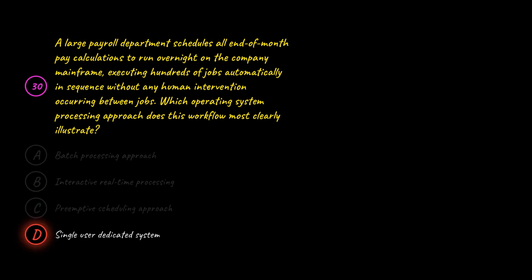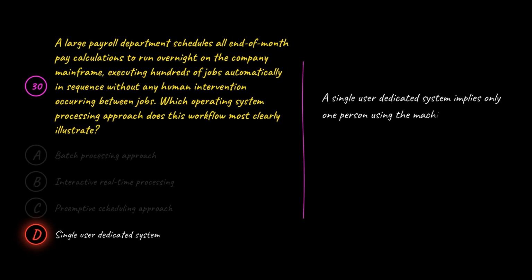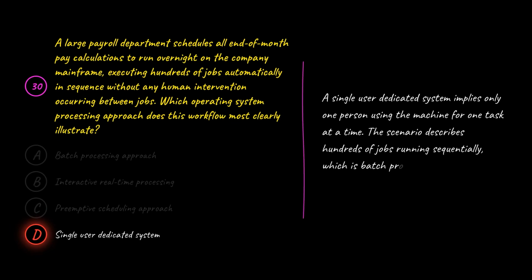automatically. D is wrong because a single user dedicated system implies only one person using the machine for one task at a time. The scenario describes hundreds of jobs running sequentially, which is batch processing rather than single user dedicated usage. Batch processing is an operating system approach where jobs are collected into a queue and run automatically in sequence, with no human stepping in between them.